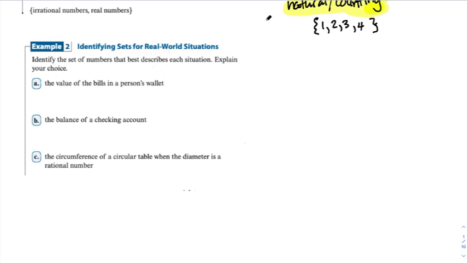So we're going to still think about those number values that we talked about, or those categories, but we're also going to see how it applies to real life. So the value of the bills in a person's wallet. Well, we know when we're dealing with dollar bills, at least in this country, there are no fractions. These are whole numbers. And so if we're dealing with whole number values of people's bills in their pocket, we can only have from 0 up to whatever number we have, right? Like we can only have 0, 1, 2, 3, 4, 5. And what numbers are those? Those are whole numbers. So this would be a whole number situation. Makes sense? Hopefully it does.